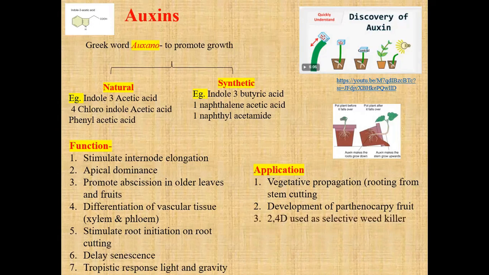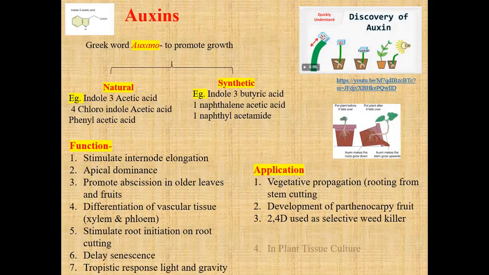Next is 2,4-D, which we use as a selective weed killer. This is a chemical hormone. If you use it in a higher concentration, it is used as a weed killer. Those weeds are not required, or they compete with the medicinal plant. In this case, this 2,4-D is used as a weed killer.